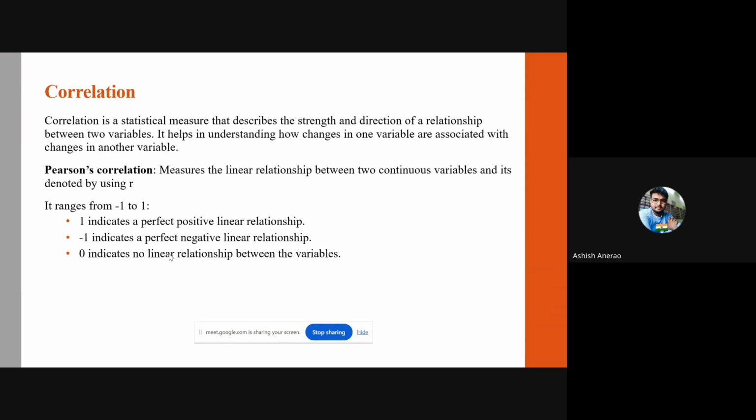So then how do we check whether our correlation is significant or not? There is one test in statistics called the correlation t-test. By using the correlation t-test, we calculate whether our correlation is significant or not.